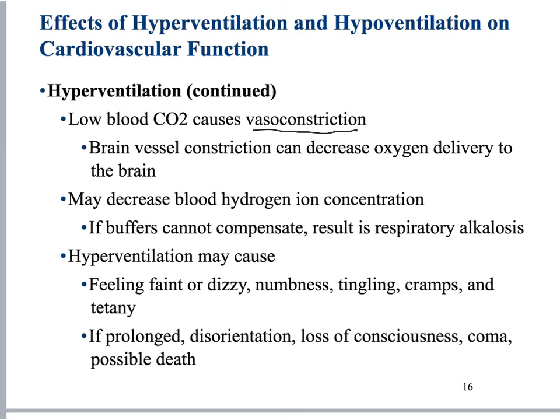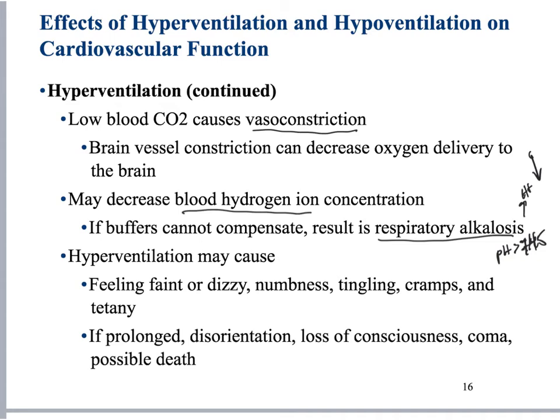It may also decrease the blood hydrogen ion concentration, which results in what's called respiratory alkalosis. Alkalosis means blood pH above 7.45. So the more CO2 you expel, the more hydrogen ions you lose, and then the pH goes up. Hyperventilation may cause you to faint, dizziness, numbness, tingling, cramps, tetany, which is muscle contraction. If it continues over long, loss of consciousness, coma, possible death if it really goes on for long.